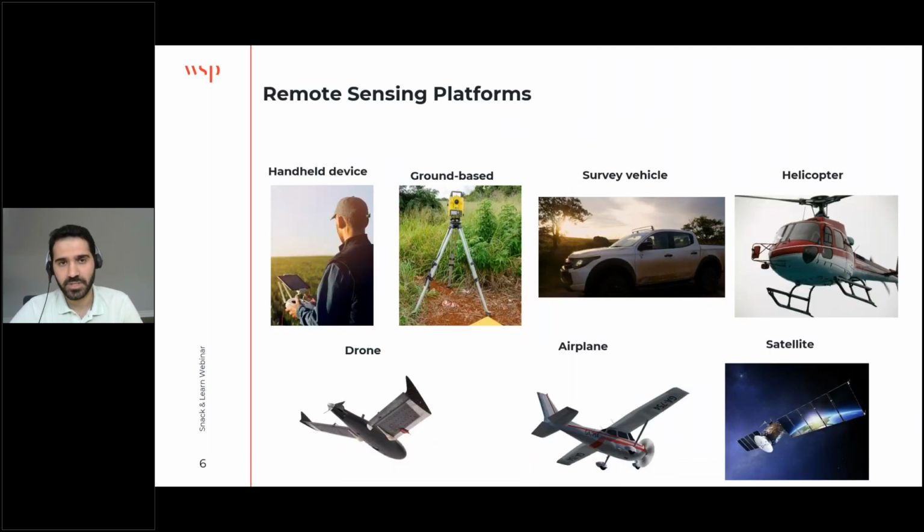In this slide, you see different remote sensing platforms, and each of these platforms has its own advantages and limitations. That's why at the beginning of a project, we always discuss which one of these platforms can provide the most optimal solution in terms of cost or safety or any other factors that are specific to a project.